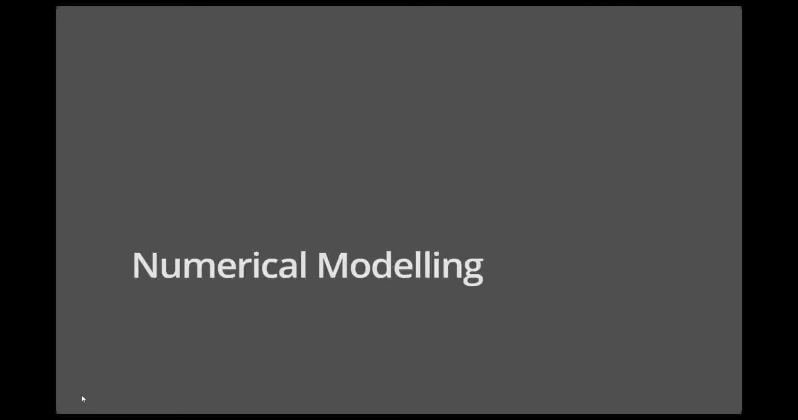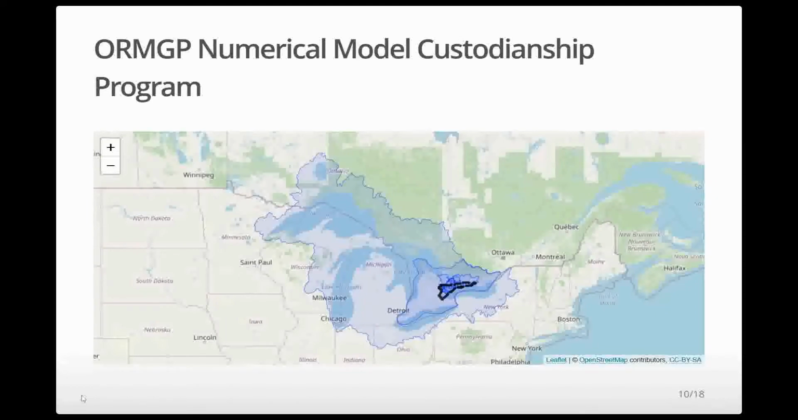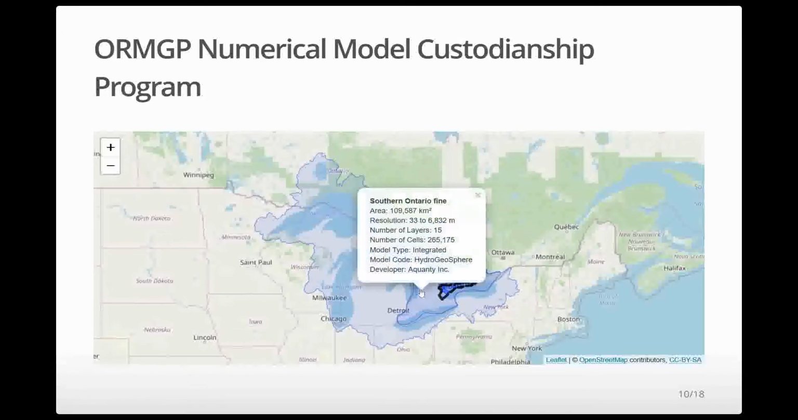Good. So moving on to numerical modeling, here's a map of a number of models that exist within our custodianship program. They are all quote-unquote regional in extent, but as you will see, the aerial coverage of these models varies greatly. For instance, the two larger models are models offered with thanks from Aquantia and the GSC. These are integrated transient HydroGeoSphere models. As you click on these layers, you could get a lot of information in terms of the complexity of the model.